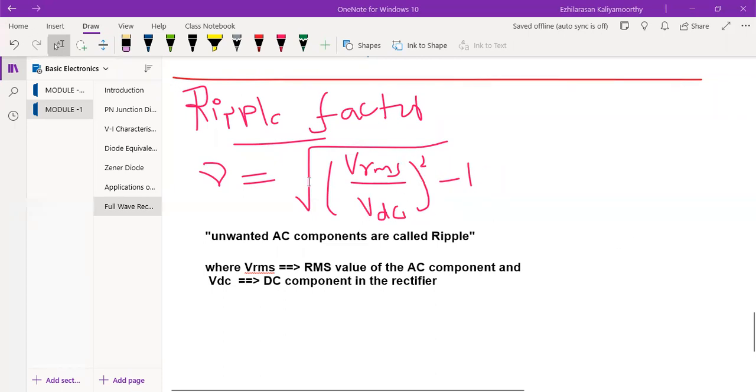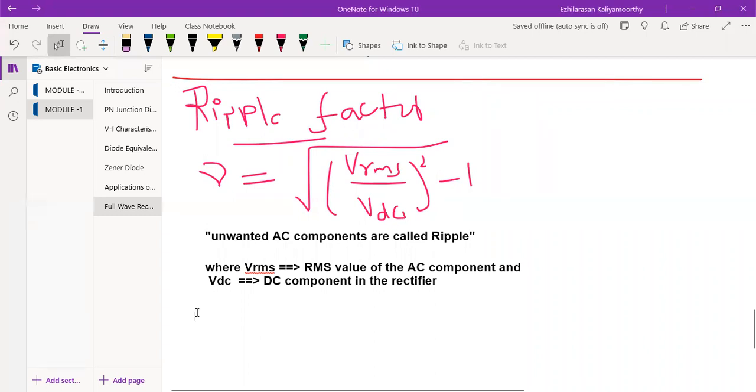In the rectifier, we need to make a note that if you want to construct a good rectifier, we need to keep the ripple factor as minimum as possible. To reduce the ripple, we have to use capacitors or inductors in the circuit. So that is what we need to do. For the center tapped full wave rectifier, we get the ripple factor as 0.48.